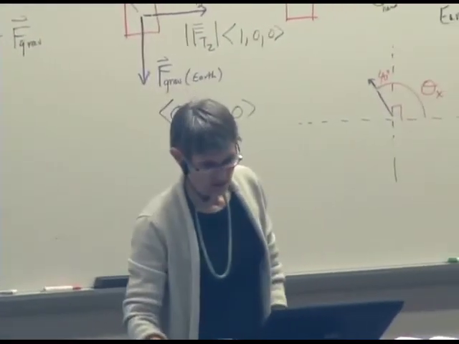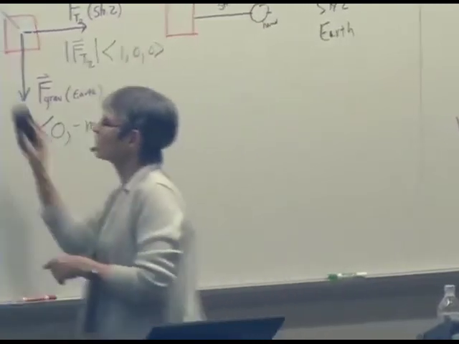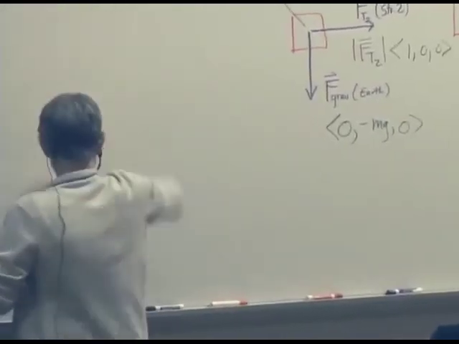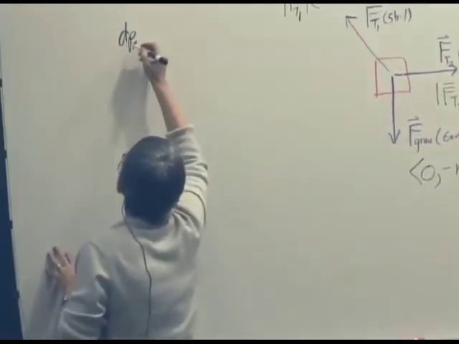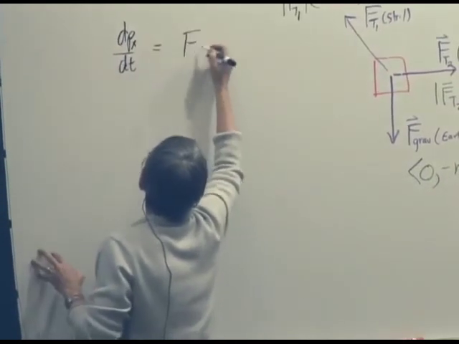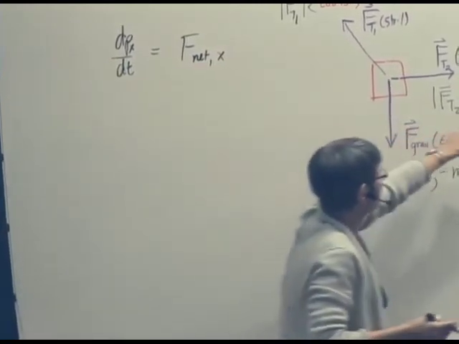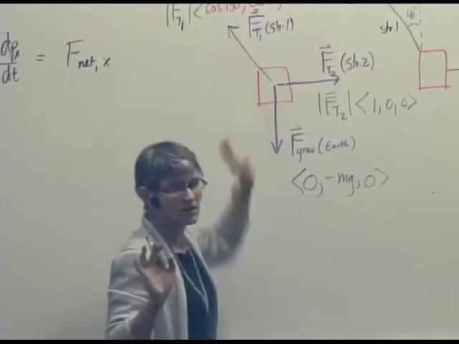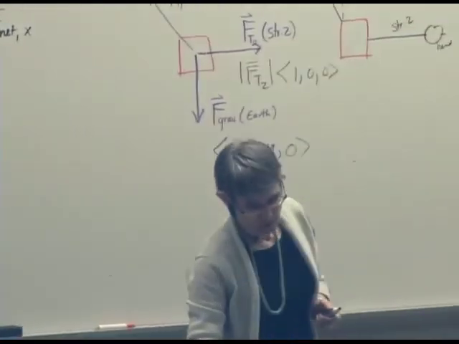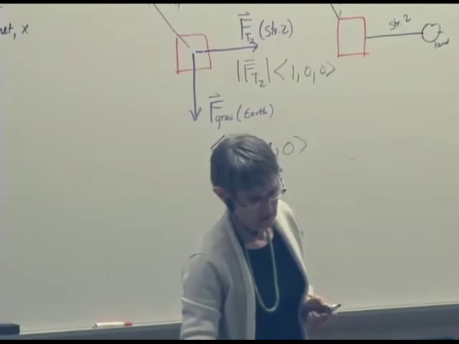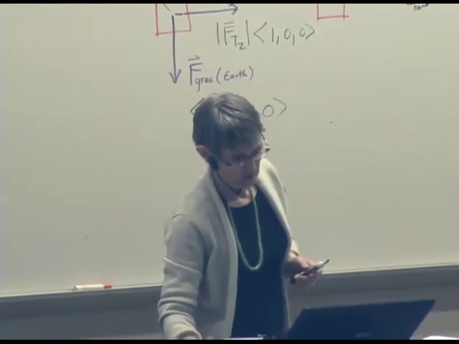Okay, so let's take the next step and write some equations. Here's what we're trying to do. We want to write separate equations for the x and y components. So we have dpx dt is the x component of the net force. How do you get that? Well, we add up the x components of all three of these forces to get the x component of the net force. And this is 0, so what goes there? So complete the equation.